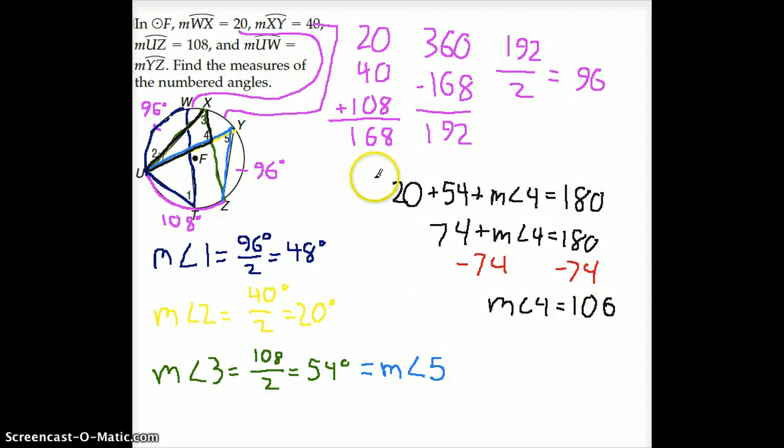And that's pretty much what we need to know from section 10.4.